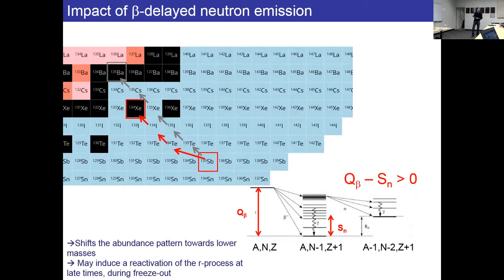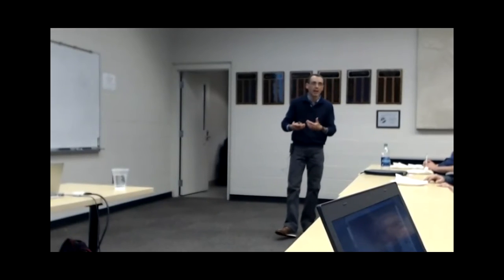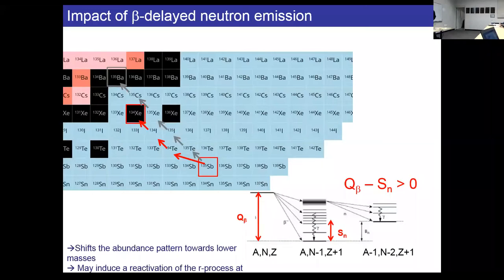And this induces a detour of the r-process path. Let me put it again in the full picture. You can see here that at the end, you end up in xenon-134. So this shifts the abundance pattern towards lower masses, and it has a direct impact on the final r-process abundances. Also, this extra surplus of neutrons from the beta-delayed neutron emission may induce a reactivation of the r-process and may change the neutron-to-seed ratio. You will see later some examples of how this influences.